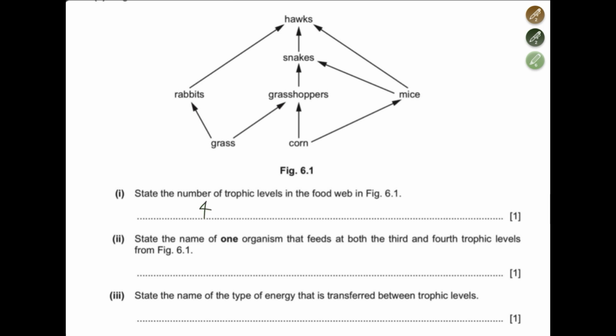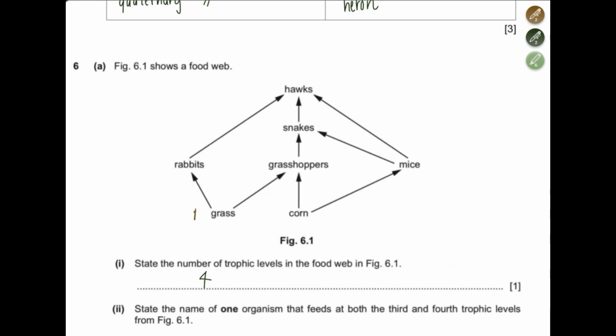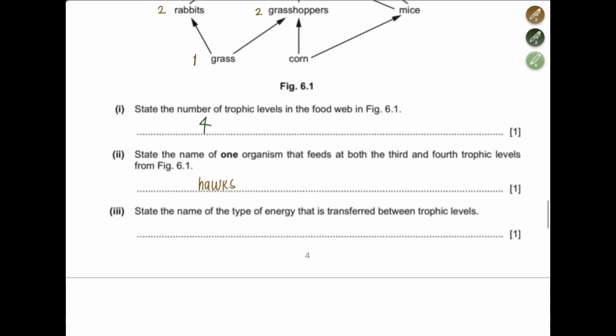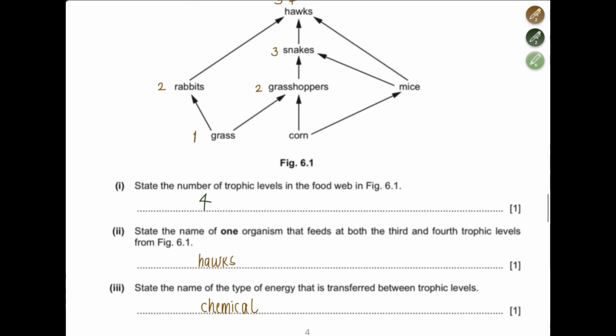And then state the name of one organism that feeds at both third and fourth trophic levels from the figure. So this is first trophic level, this is second, and this is third. And then from the second one, this is first, grass is first, grasshopper is second, snake is third, and hawk is fourth. You can see it's hawk. It serves as both third and fourth trophic levels. I'll write hawk here. And then state the name of the type of energy that is transferred between trophic levels. It's always the chemical energy that's transferred. Food provides the chemical energy.